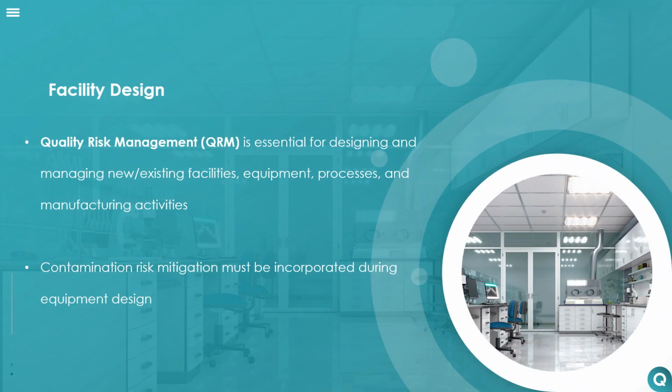Quality risk management plays an essential role in the design and management of both new and existing facilities, equipment, processes, and manufacturing activities. During equipment design, specific measures must be incorporated to mitigate contamination risks. This includes selecting materials that are compatible with cleaning and sterilization processes, designing equipment with smooth and cleanable surfaces, and implementing effective contamination mitigation strategies.